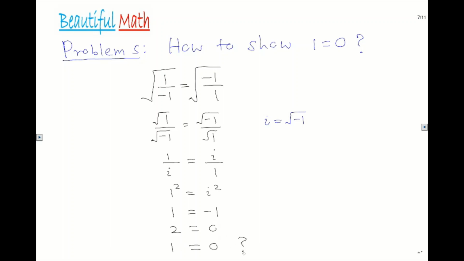So now you know that there's something wrong here. The question is, what is wrong with this argument? I'm going to ask you to write that in the comments, what went wrong. Thank you.